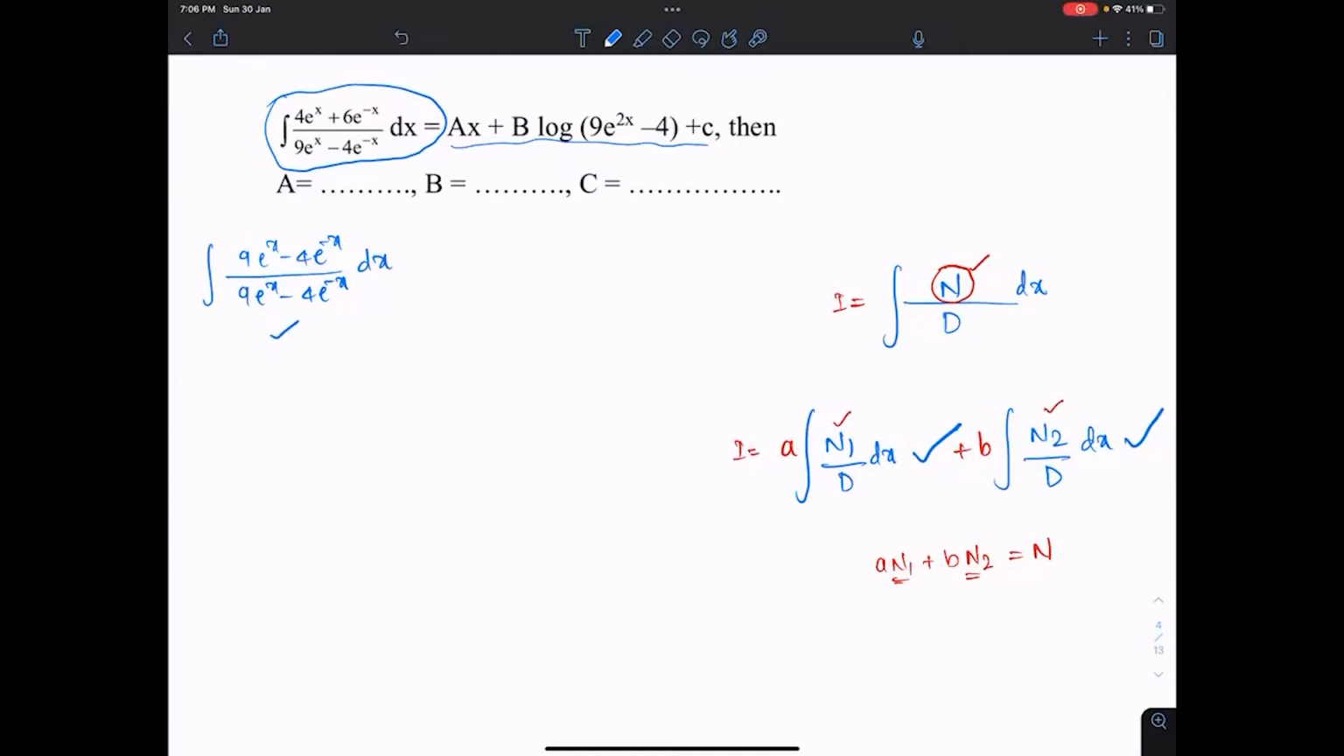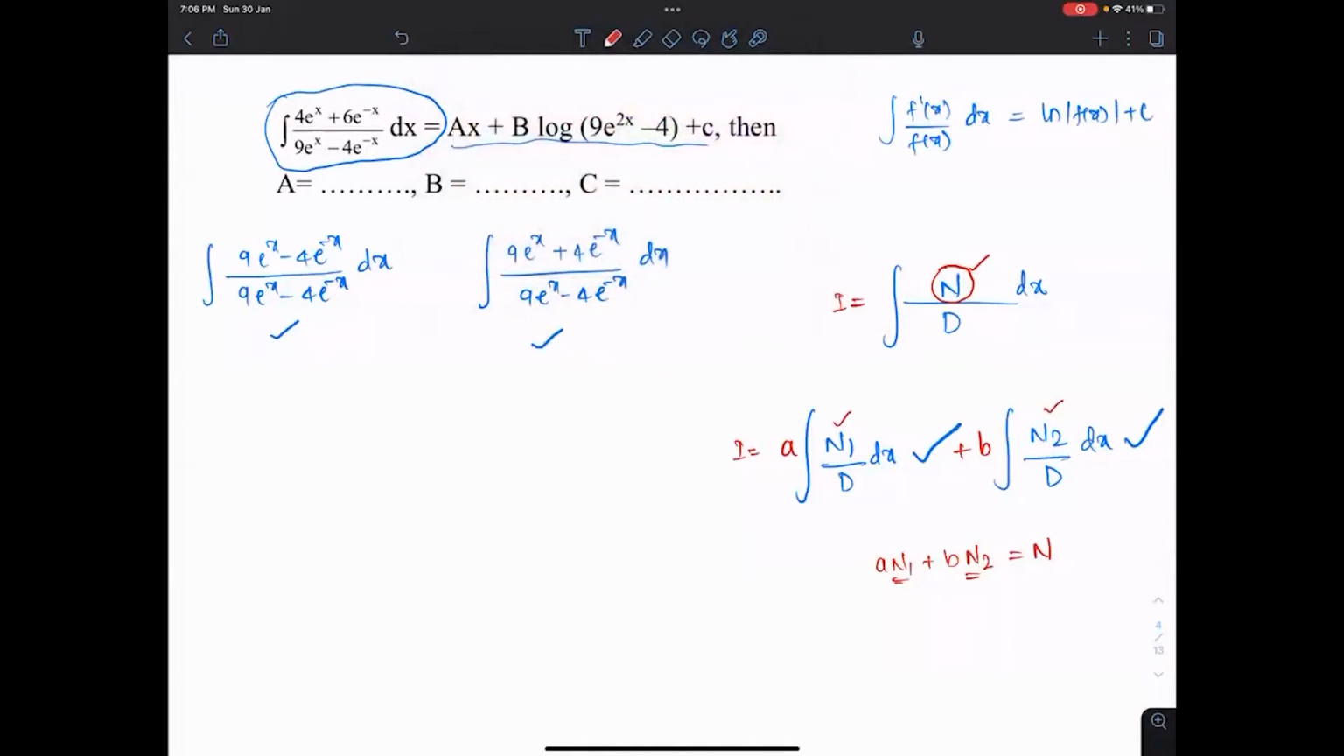Now, for example, let's say in the numerator there is the derivative of the denominator, that is 9 e power x plus 4 e power minus x. Can we solve this integration? Yes, because integral of f dash of x by f of x, if you have the derivative in the numerator, is simply ln of mod f of x. We can solve both of them.